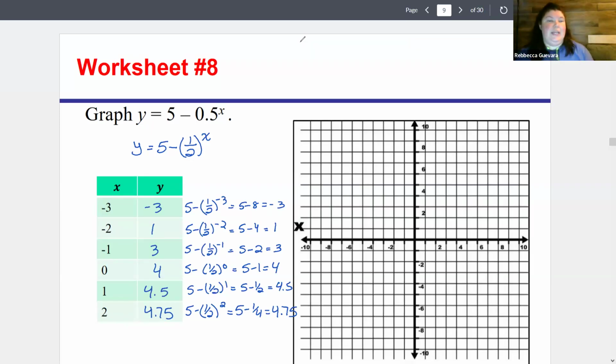Okay, so for number 8, if you got the points, you should end up with, if you use this, -3, -3, 1, 3, 4, 4.5, and 4.75. So what we have here is at -3, we have a point. At -2, 1, we have a point. At -1, 3, we have a point. At 0, 4, we have a point. At 1, 4.5, and then at 2, 4.75, so about a quarter.